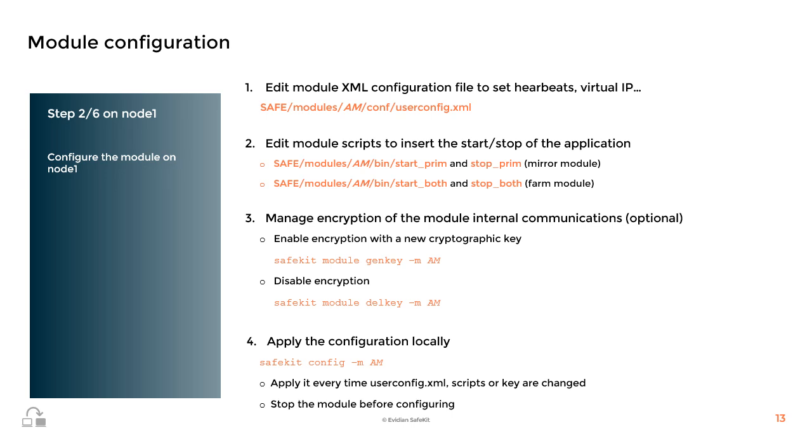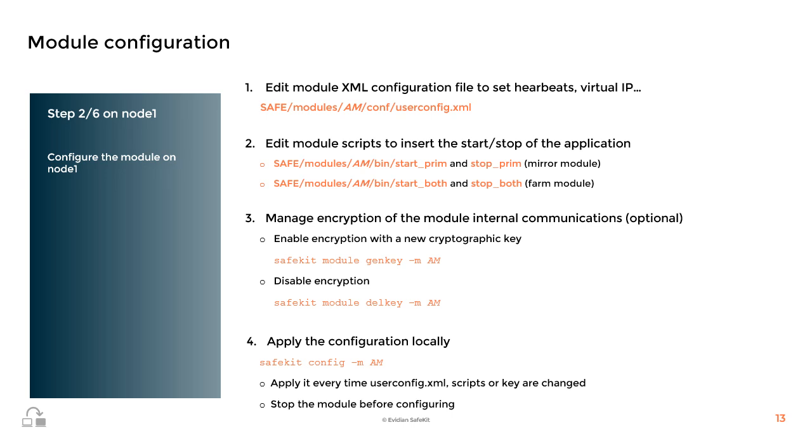Let's move on to step 2 of our scenario, which involves configuring the module on node 1. Firstly, edit the module XML configuration file to set parameters such as heartbeats and virtual IP address. This can be done by editing the userconfig.xml file located in the modules directory.